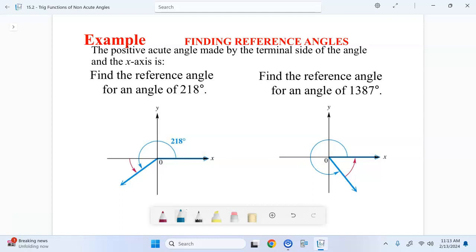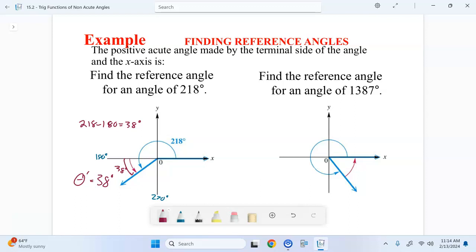So first thing we want to do is identify what quadrant we're in. 218 degrees is found in quadrant 3, past 180 degrees but before 270 degrees. We're in quadrant 3. So I've got my angle of rotation, 218 degrees. I need to reference it to the x-axis and identify how much further I went past 180 degrees. How do I find that distance? Subtract 180 degrees from theta. 218 minus 180 gives me how much? So our reference angle, theta prime, is 38 degrees. We rotated 38 degrees past the x-axis.